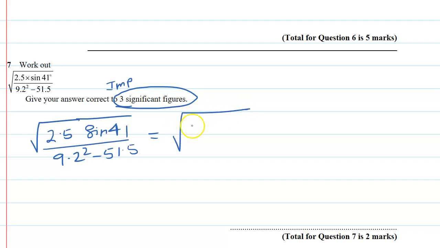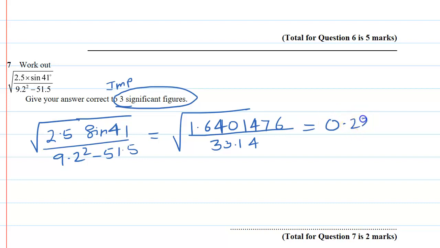So this value comes here, 1.6401476, divided by 33.14. Once we solve it, it will be 0.2224668. If you simplify again, it is 0.222 to 3 significant figures. That should be your answer.